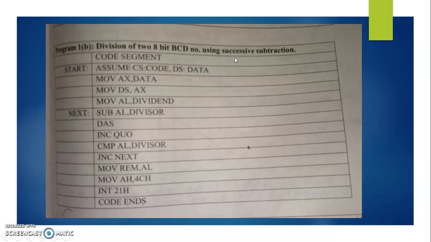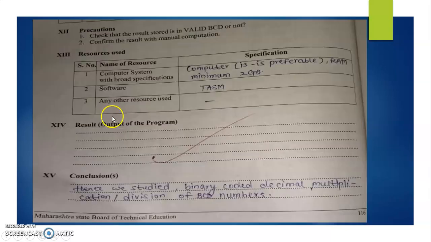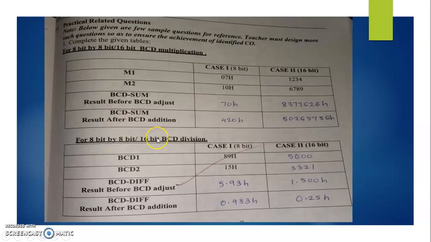I tell you, you have to add in the previous. And after that, some of the resources required to solve. This is an 8-bit BCD number for a successive subtraction. I showed you the addition; the same way you have to do a subtraction. Okay, so that is for 8-bit.